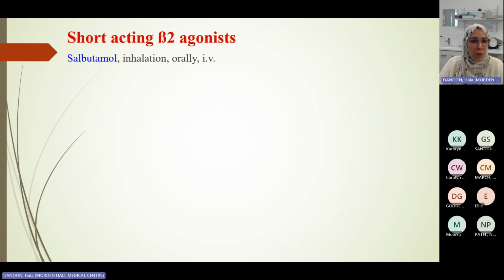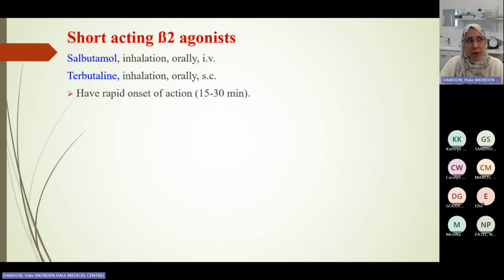Salbutamol, as we said, can be given through inhalation, whether that is through an inhaler, accuhaler or a nebulizer. It can also be given orally or through an IV. The same with terbutaline: it can be given through inhalation, orally or subcutaneously. The oral or parenteral routes are only given via secondary care because they carry a higher side effects profile, and they're normally used for patients with an acute attack of asthma that is not controlled by inhalation.